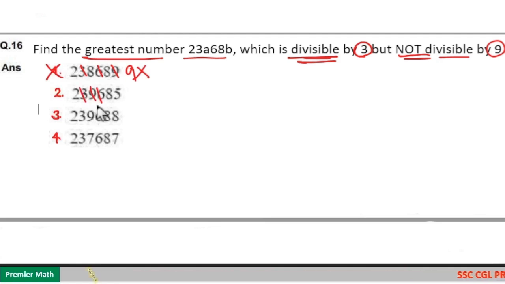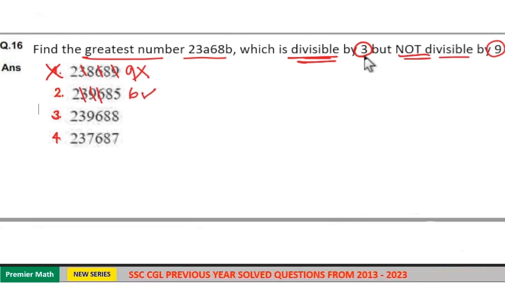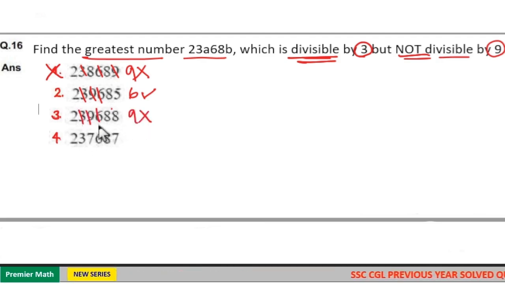9 cancel, 6 plus 3, 9 cancel, 8 plus 5, 13 plus 2, 15. So 1 plus 6 is digital sum. 6 is divisible by 3. So this can be your answer. Here 6 plus 3, 9 cancel, 9 cancel, 8 plus 8 plus 2 is 18. So 9 is digital sum. So this is not your answer. Same way here 6 plus 3, 9 cancel, 7 plus 2, 9 cancel, 8 plus 7, 15. 1 plus 5, 6 is digital sum. So this can be your answer.